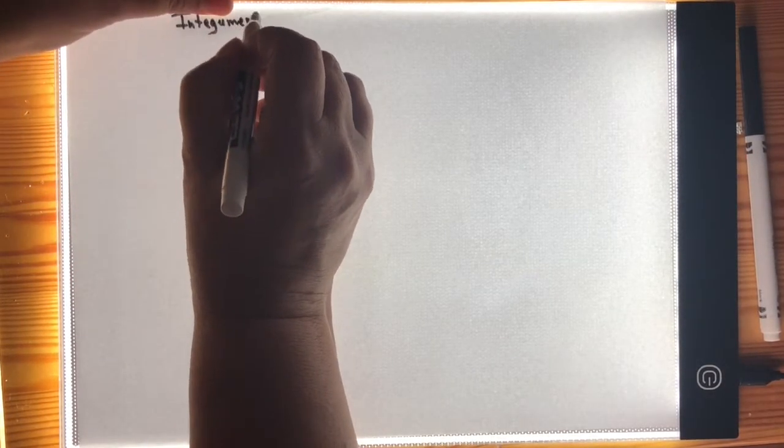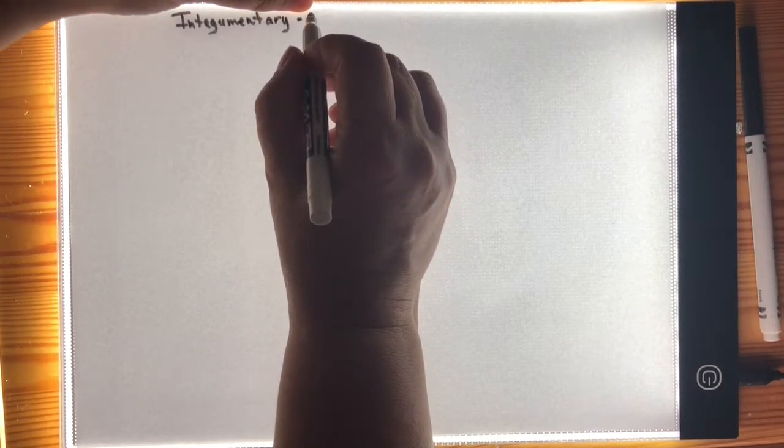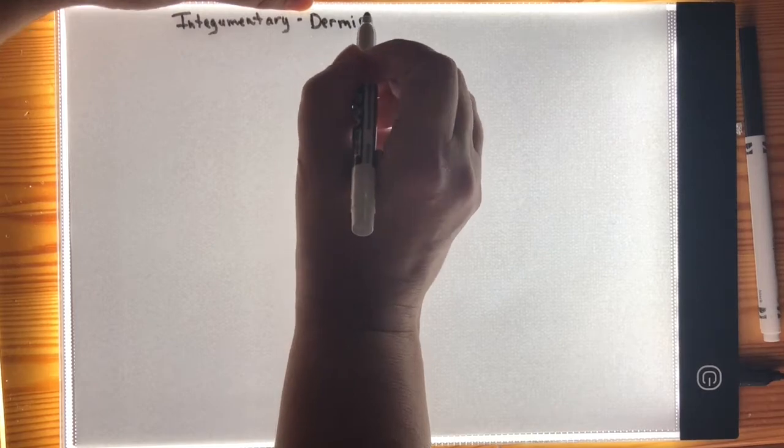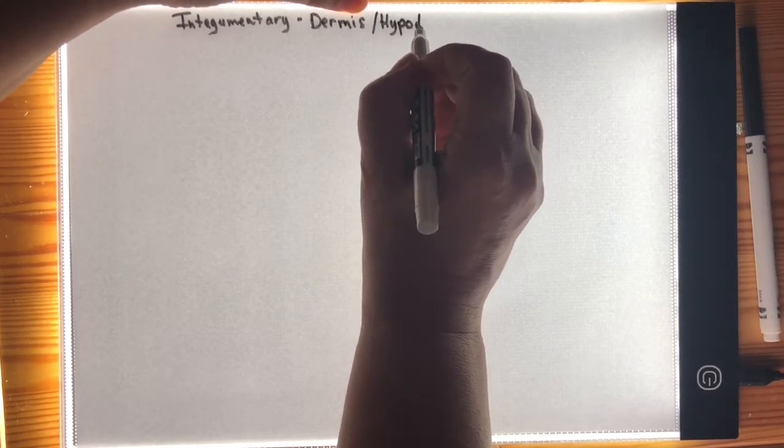In this video, we're going to continue our discussion of the integumentary system, in this case discussing the dermis, the hypodermis, and then also covering other types of damage that might occur to this area of the body.